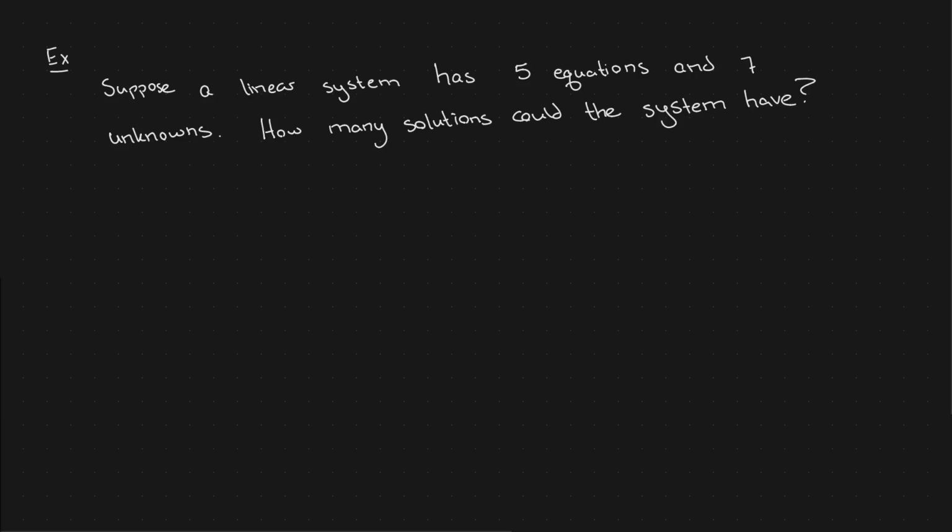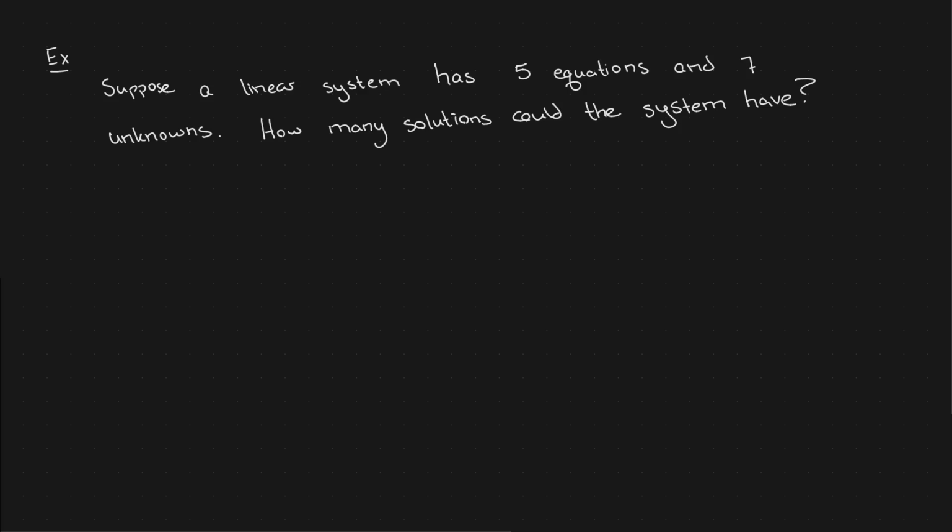Let's do just one more example. Suppose a linear system has 5 equations and 7 unknowns. How many solutions could the system have? So generally, for a linear system of equations, we know it could have one solution, could have infinitely many solutions, or it could have no solution. Okay?